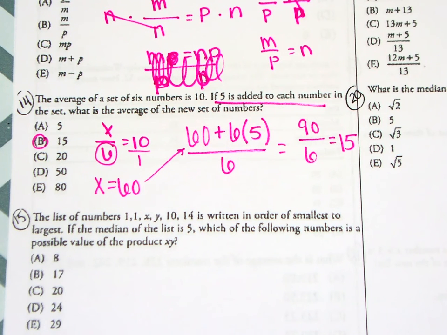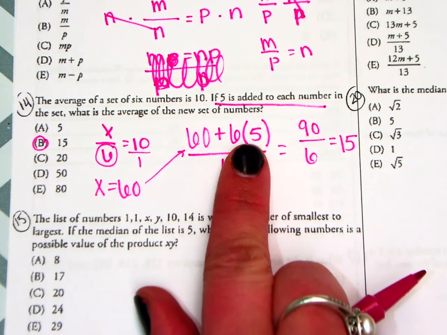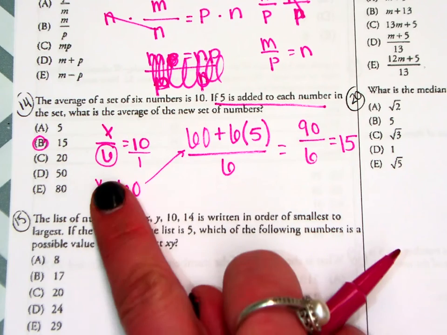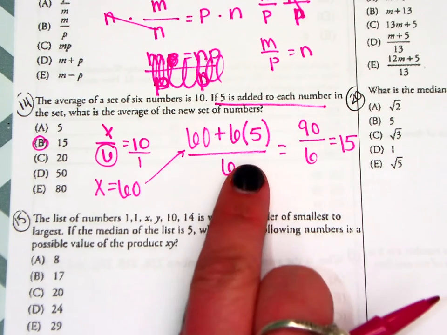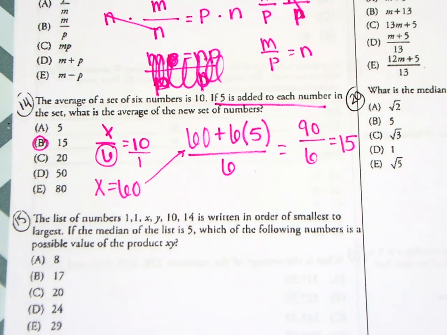So in a problem like this, what we're doing is solving for the sum, sticking with our sum, and then just adding 5 to each number. Well, we have 6 of those numbers, so 6 times 5 is 30. When you add those, the average goes up by 5.